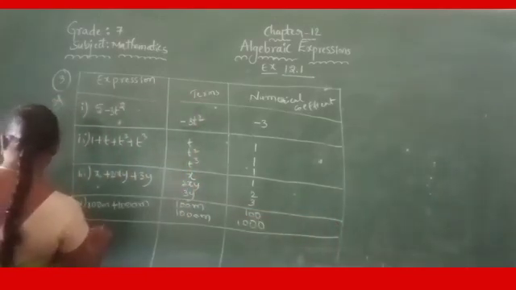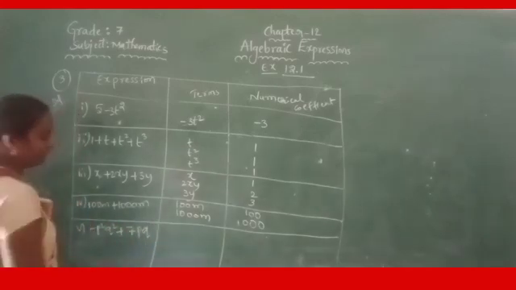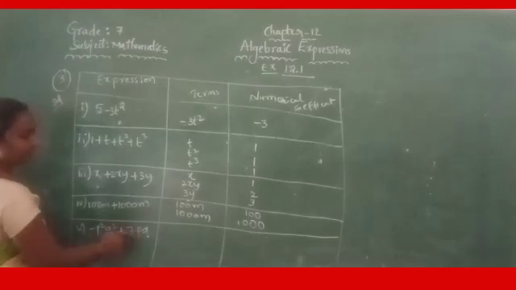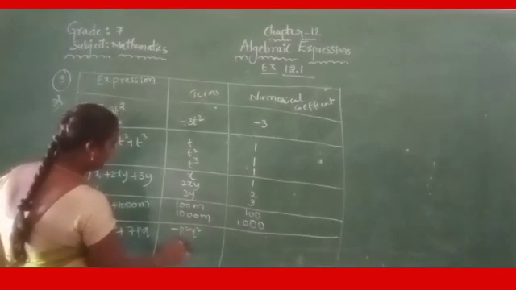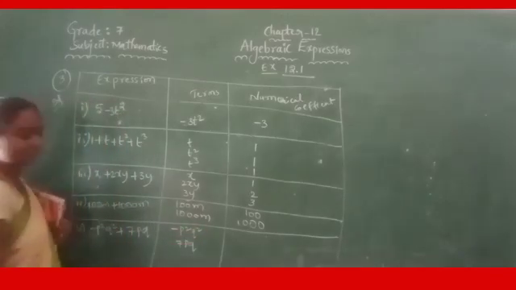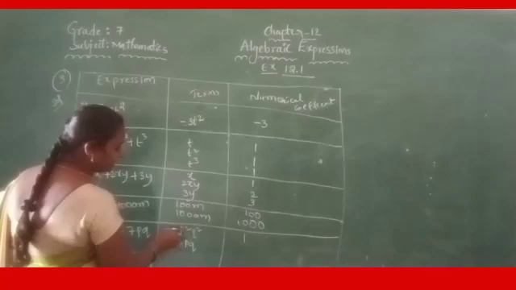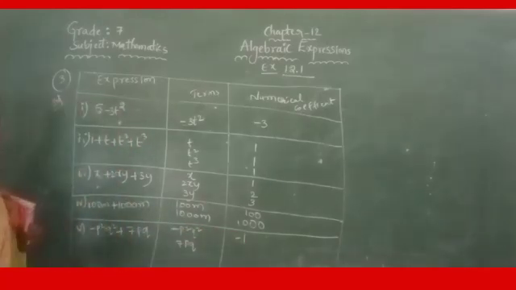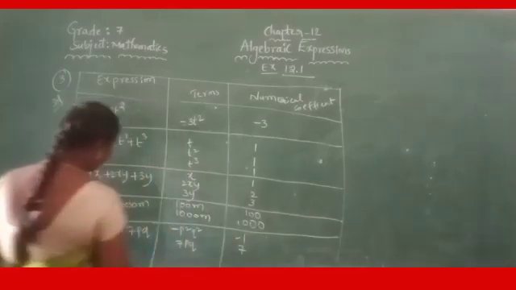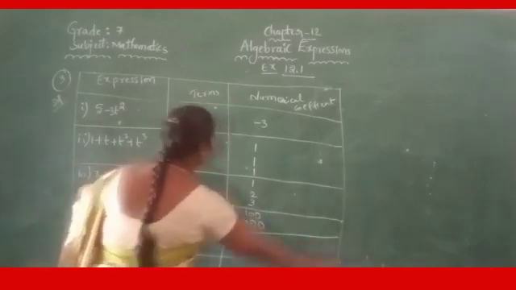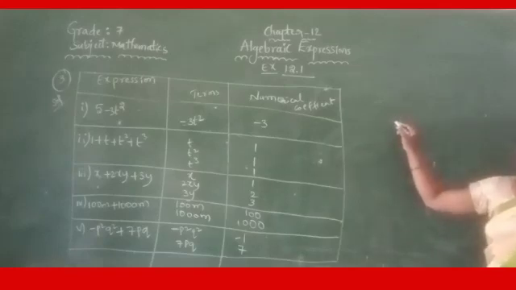Fifth one, that is minus p square q square plus 7pq. How many terms? 2 terms. Those are minus p square q square and 7pq. So what is the numerical coefficient? Exactly, 1. But here the sign is minus, so consider minus 1. And what is the coefficient of pq? 7. Very good. Sign is also very important. Remember always. And see the next one, tell me.